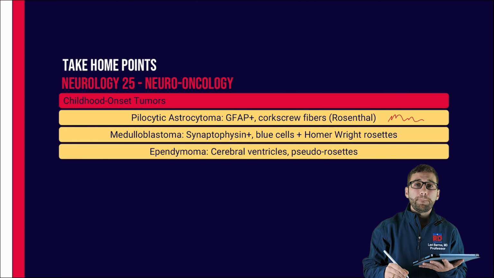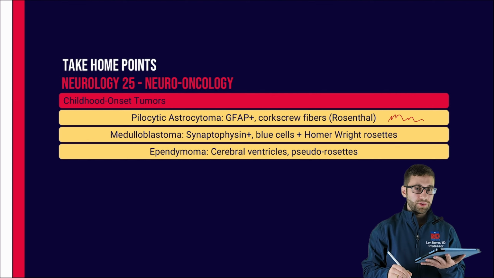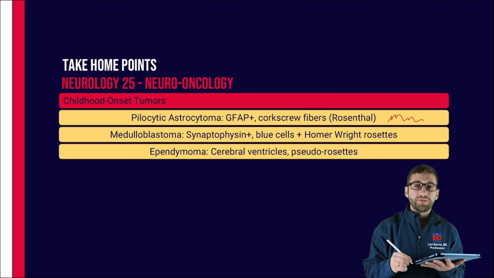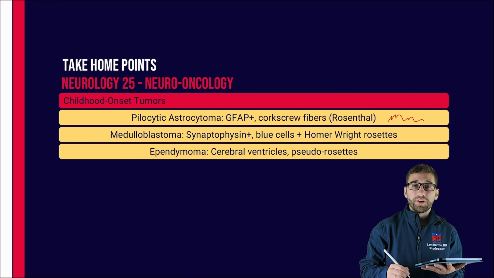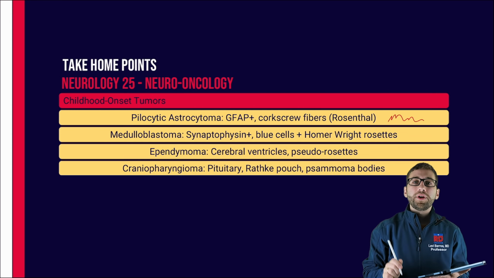Ependymomas arise from the ependymal cells lining the ventricles. They often cause obstructive hydrocephalus due to their location. Histologically, they show perivascular pseudorosettes.